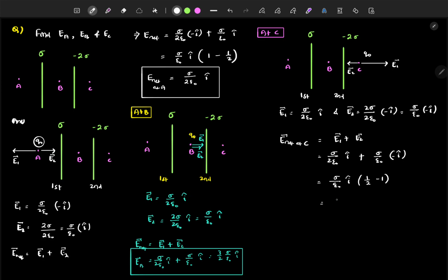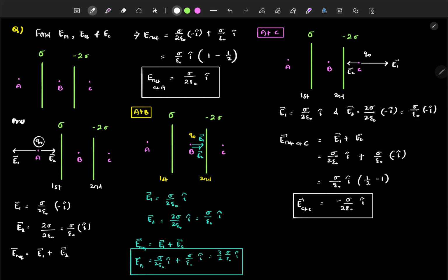So this will be minus sigma by epsilon naught, sigma by 2 epsilon naught I cap. So this is E net at C. Minus I cap direction means it is towards leftward. Net electric field at C is leftward. Clear? And plus I cap is outward, so at both A and B the net electric field is rightward.